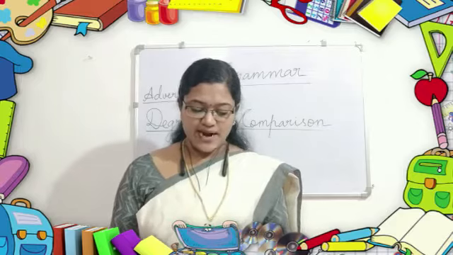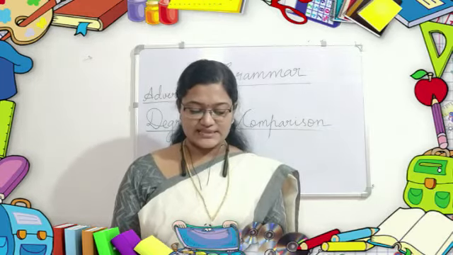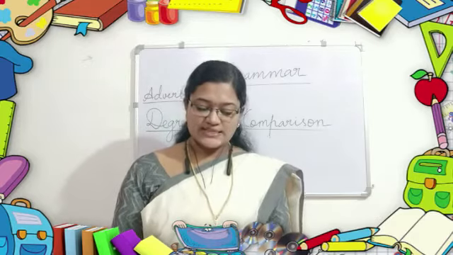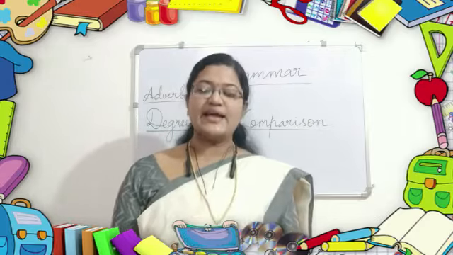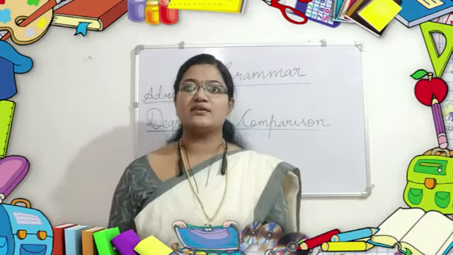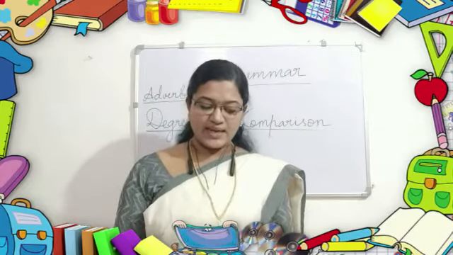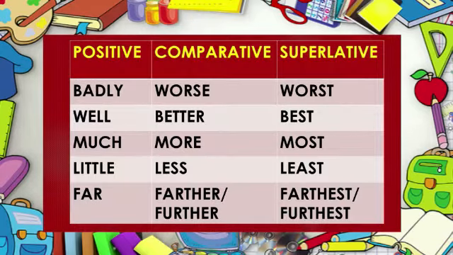In the case of some adverbs, we have to use different words as the comparative and superlative forms. A list of some such adverbs is given below. What are they? 5 adverbs are given, which we have studied earlier. We'll go through it. Badly, worse, worst, well, better, best, much, more, most, little, less, least, far, farther, farthest. Another word is also there, further, furthest. Both are correct. So these 5 adverbs you have to memorize because entirely it is different.